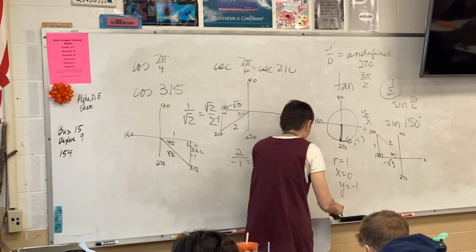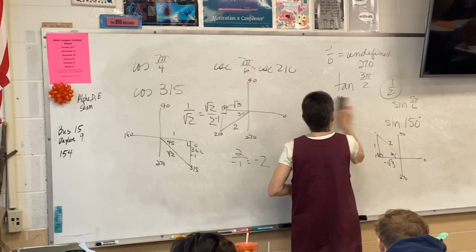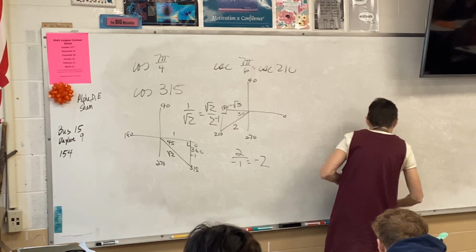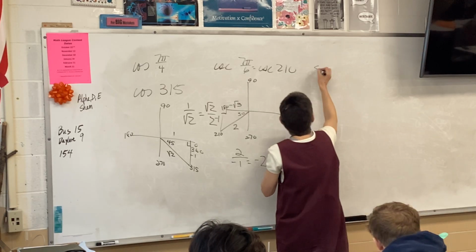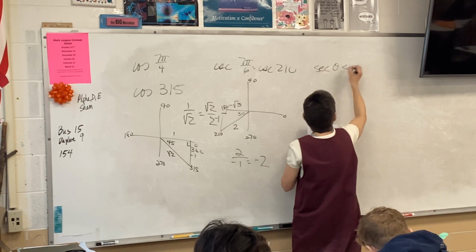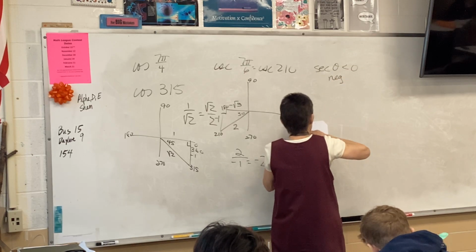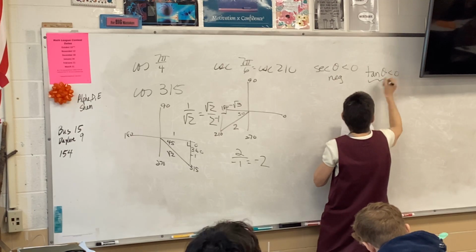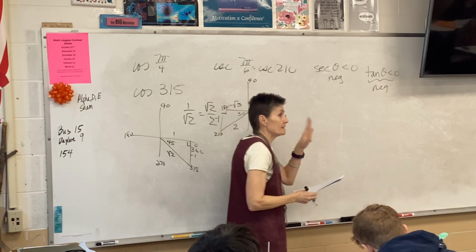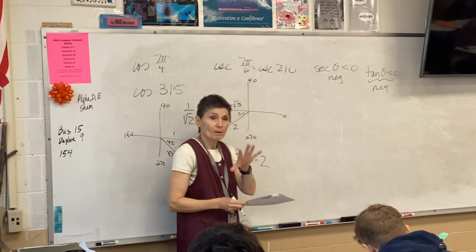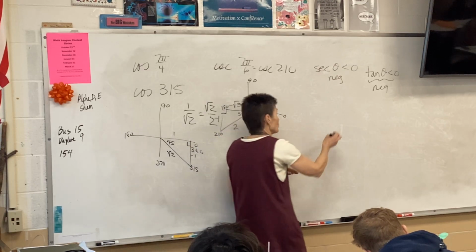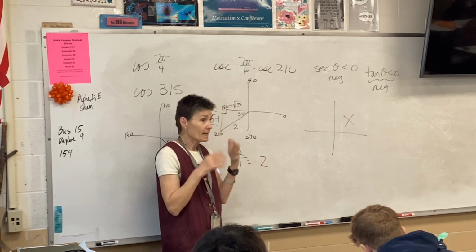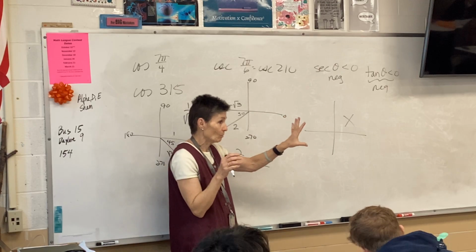This is kind of a tricky one. It says secant is negative and tangent is also negative. So you want secant and tangent to both be negative. I don't know which quadrant it is, but it is not 1. Would you agree with that? Right. You can't have negatives in 1, so don't even try that one.